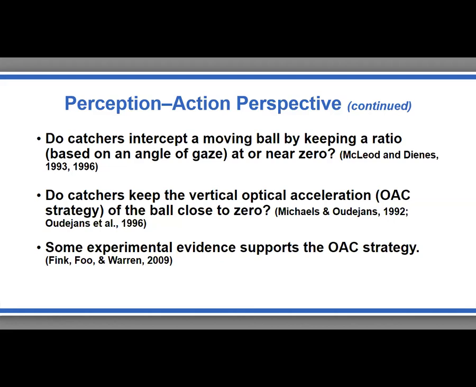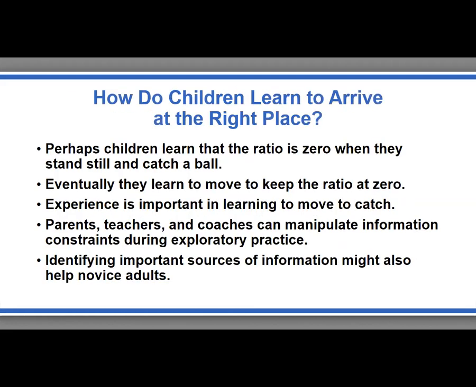These are some of the questions. Do catchers intercept a moving ball by keeping a ratio based on an angle of gaze at or near zero? Do catchers keep the vertical optical acceleration, the OAC strategy, of the ball close to zero? And some experimental evidence supports the OAC strategy. And again, it may depend on the person, right?